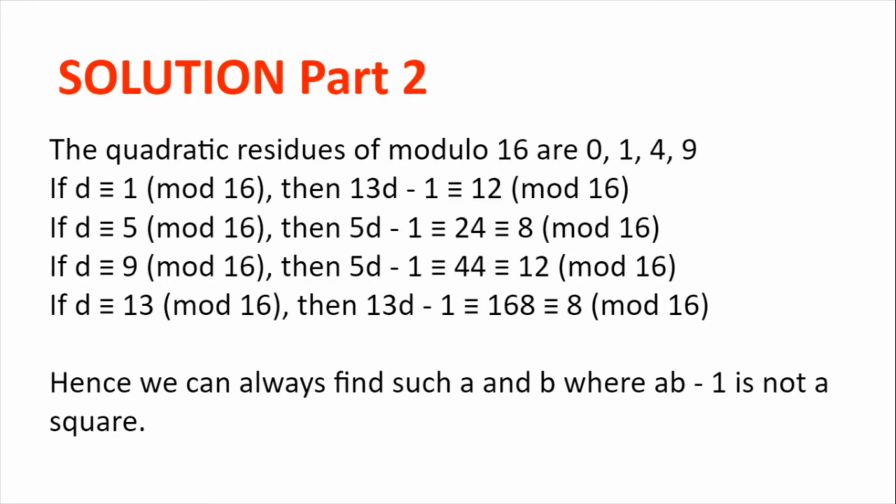So we have shown that whatever D is, we can always find such A and B where AB minus 1 is not a square, which was what we needed to prove, and hence the solution is complete.